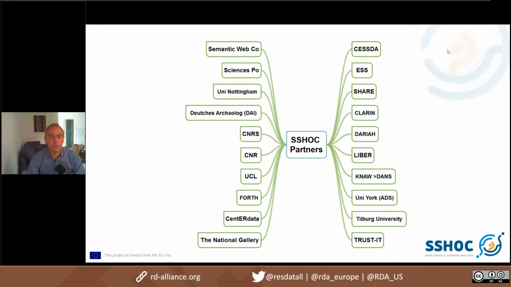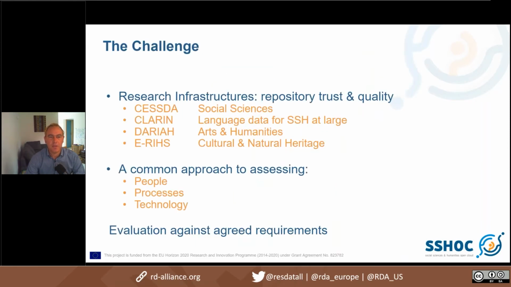There are a wide range of partners involved across this, as there are on several of the current EU projects. And one of the major challenges there is that for each of these infrastructures, we've got a repository trust and quality challenge, probably. And while this is all social science and humanities, it's fair to say that there's a really huge range of different data types in play here, a lot of different dependencies, from the social sciences to language data, arts and humanities, cultural and natural heritage as well. And across all these groups, we're looking for a common approach to assessing these infrastructures. And in terms of infrastructures, we're not just purely talking about the European entity, but also the people, the processes, and the technologies, and how they interact to deliver repository services. So we're seeking kind of evaluation against some set of agreed requirements.